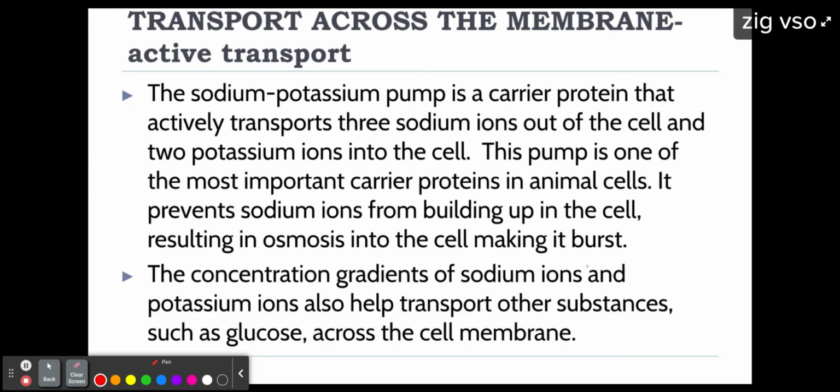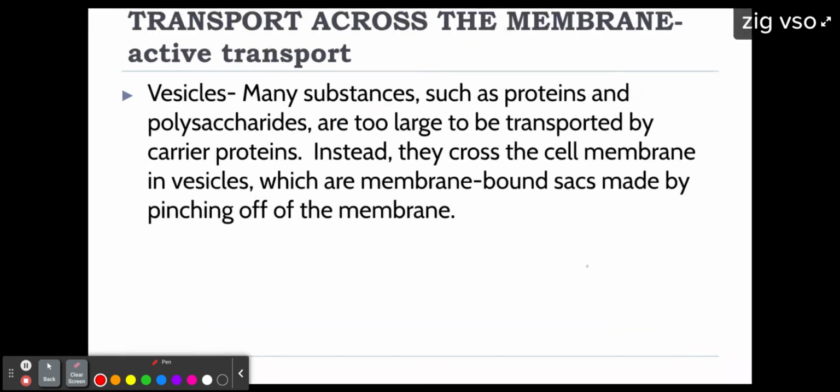You don't have to know this too much, but you're moving sodium and potassium against their concentration gradients. And then when they go down their concentration gradients, that's what powers the reactions.